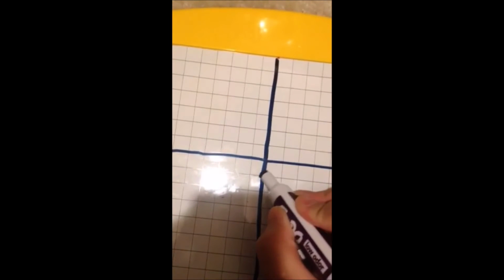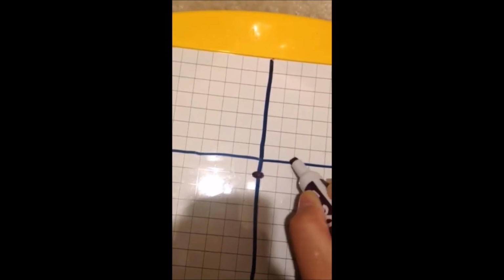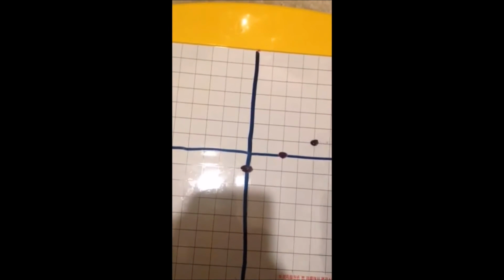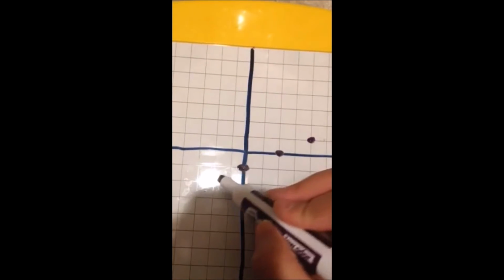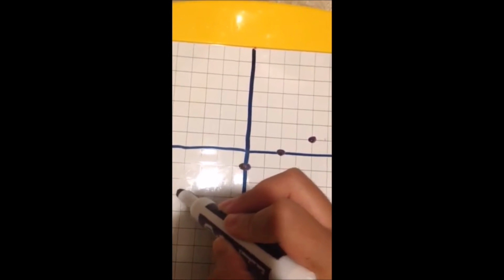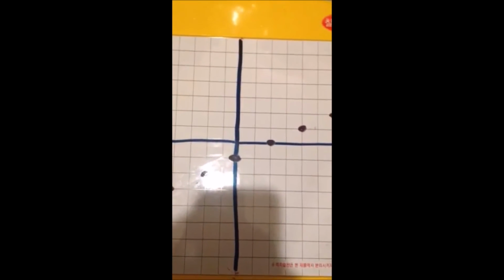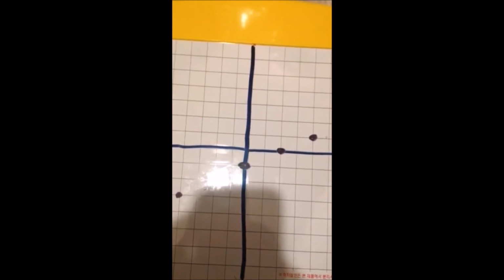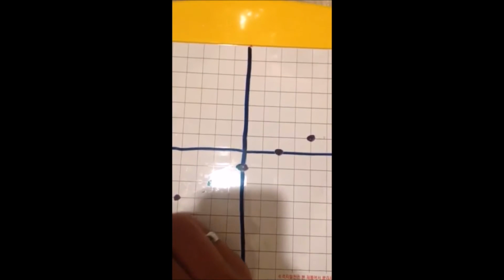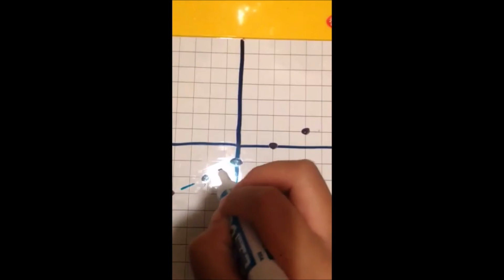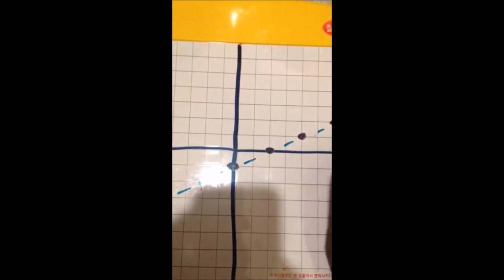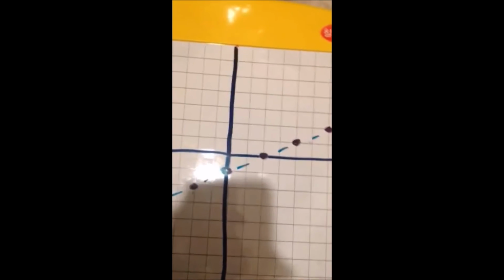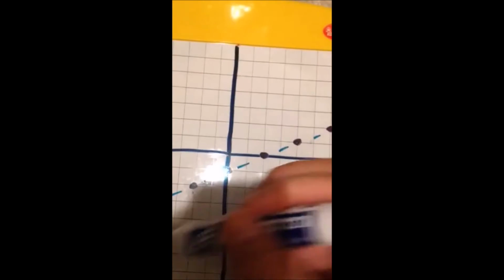Now you will have to graph the equation. You start off with the y-intercept, which is negative 1, and you use the slope to graph the rest. Since it is not a less than or equal to sign, it is just a less than sign, it will have to be a dashed line. Because it is a less than sign, you will have to shade underneath.